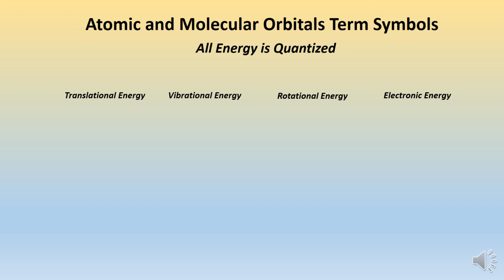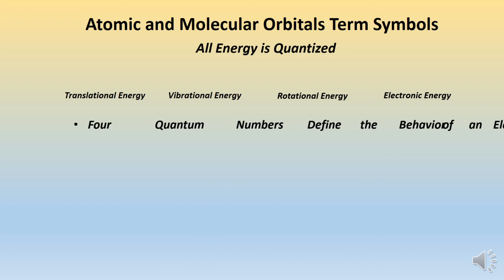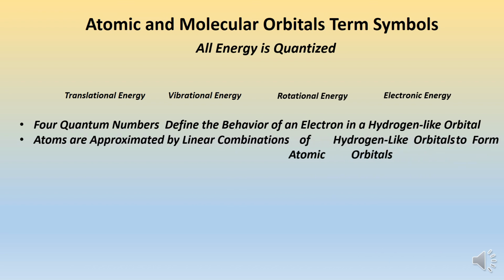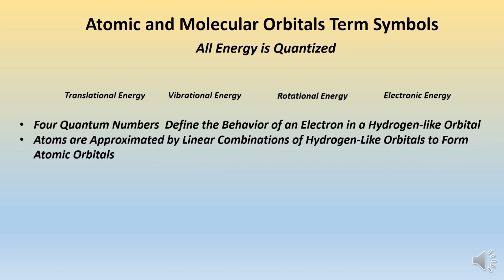As you learned in freshman chemistry, 4 quantum numbers define the behavior of an electron in a hydrogen-like orbital. Unlike freshman chemistry, where you learn to read the periodic table, atoms are only actually an approximation formed by linear combinations of hydrogen-like orbitals. For example, you learned carbon to be 1s2, 2s2, 2p2 as the 6th element on the periodic table. In actuality, carbon is a linear combination of 6 hydrogen atoms added together into one function.